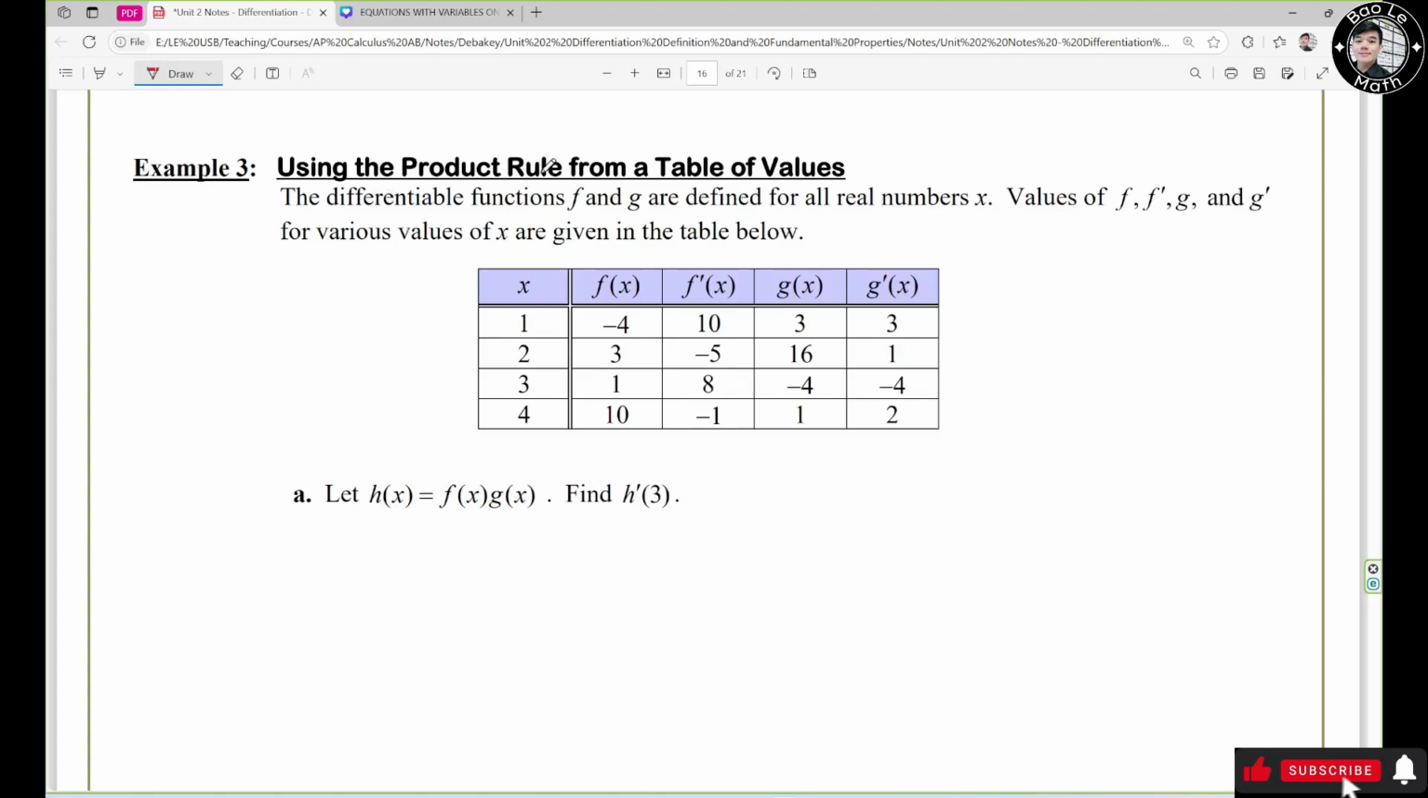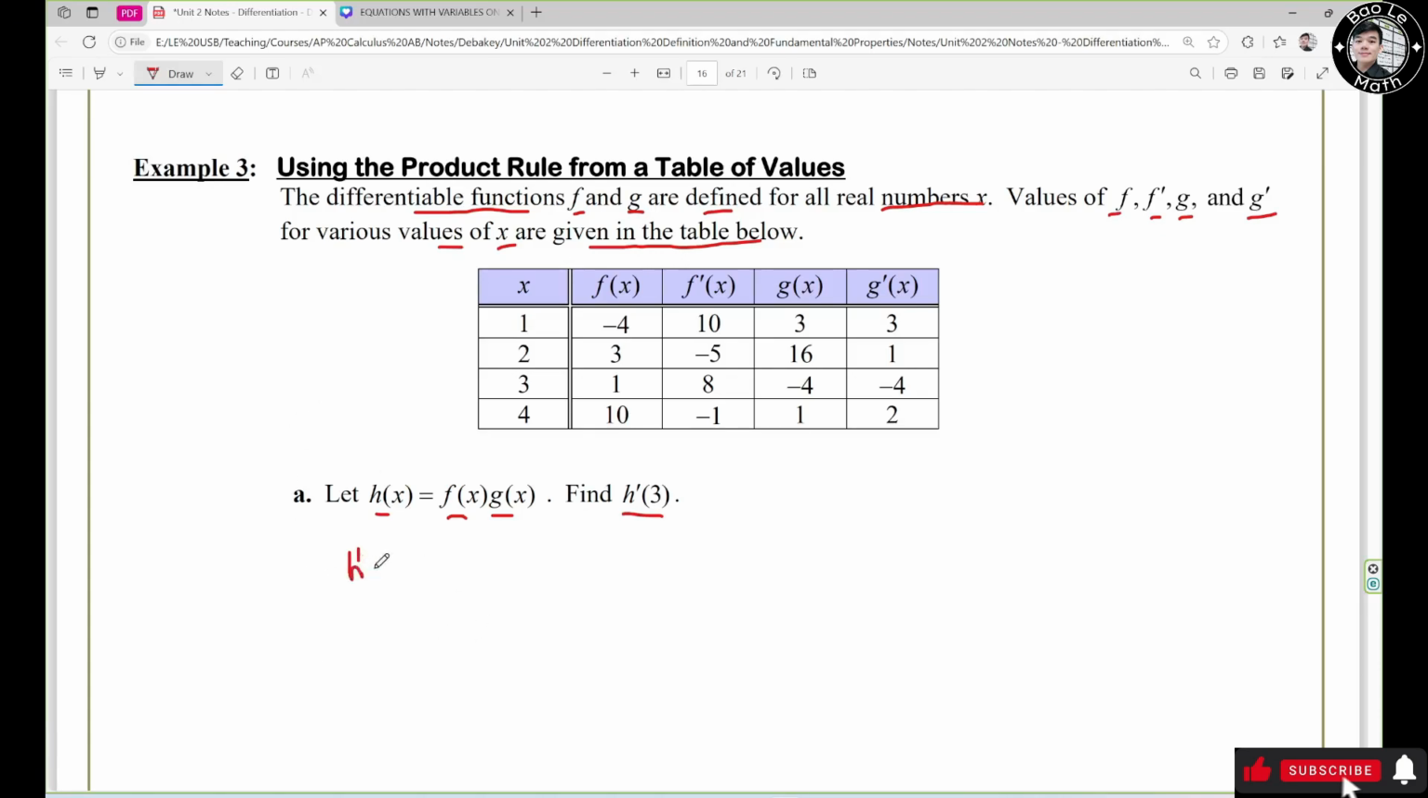Using the product rule from the table of values, the differentiable functions f and g are defined for all real numbers, and the values of f, f prime, g, and g prime for various values of s are given in the table below. Question A. Let h of s equal f of s times g of s. We need to find h prime of 3. Before we find h prime of 3, we need to calculate h prime of s first.